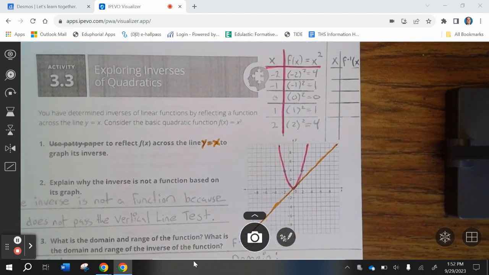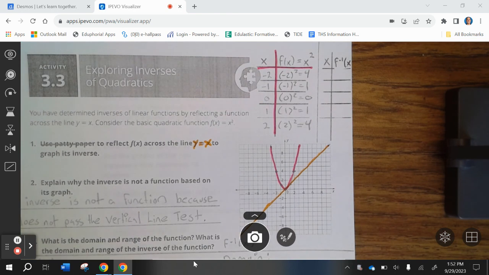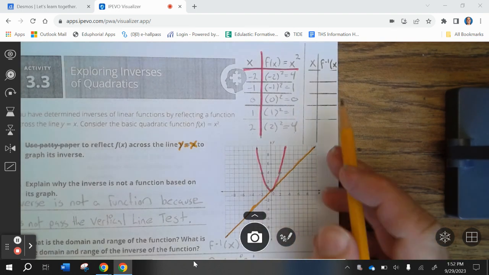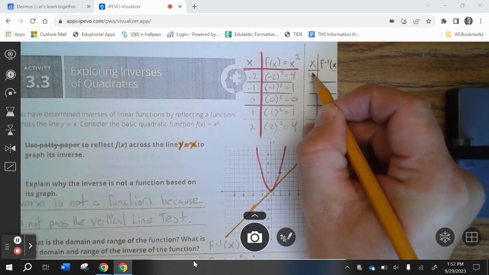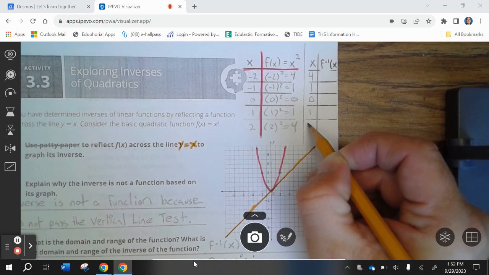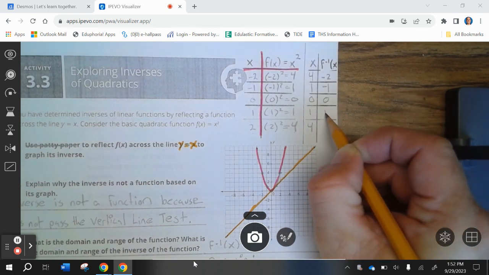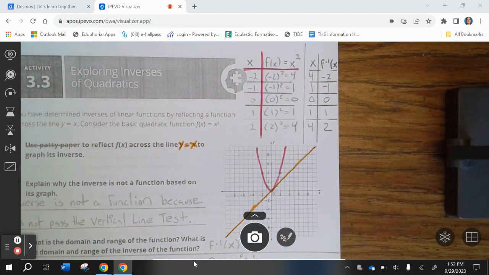Okay. Now, for the inverse, very simple. All you have to do is switch these values. So this becomes 4, 1, 0, 1, 4. This becomes -2, -1, 0, 1, 2. So let's go ahead and graph those points.